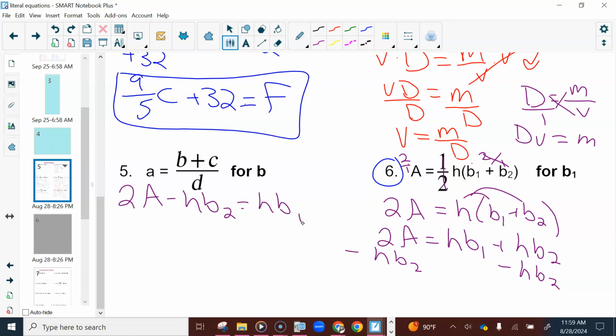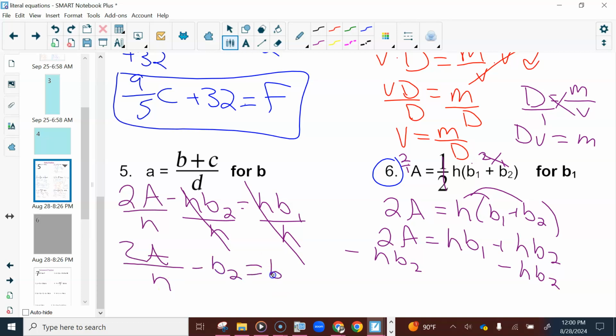Divide by h, but because we distributed it, this is the issue sometimes with this. Because I distributed it, it's everywhere, so now I have to divide it separately because this is going to simplify. So that this h cancels and this h cancels, and I have 2a over h minus b2 equals b1. We would have got a similar answer if we had just divided as well.